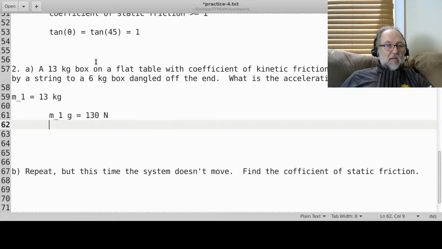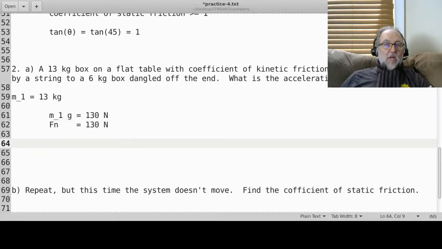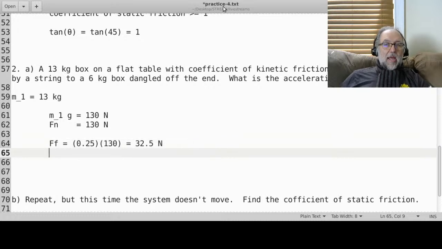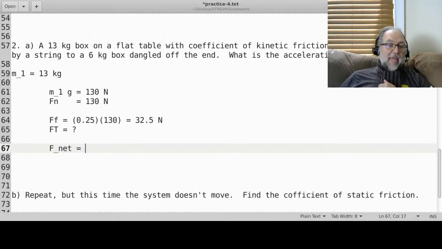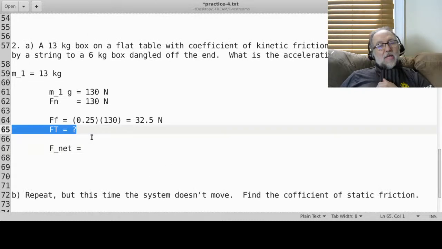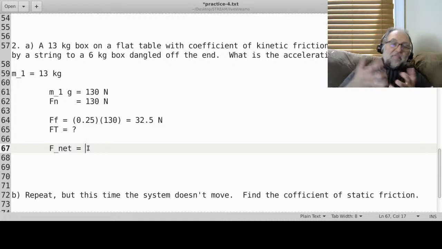Then there was the normal force, and the normal force turned out to be 130 newtons, because the two had to cancel against one another. There was also the frictional force, which we worked out to be 0.25 times 130, okay? And there was the tension, which is just unknown. We simply do not know how big the tension is, okay? And so at this point, you could say, well, what's F net? And you might say, well, I can't calculate F net because I don't know one of them, but you kind of can. You can at least push F net as far as you can determine it.